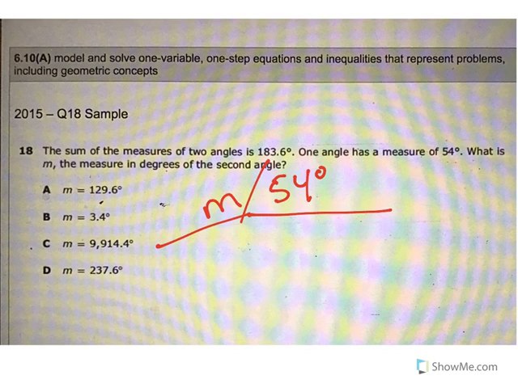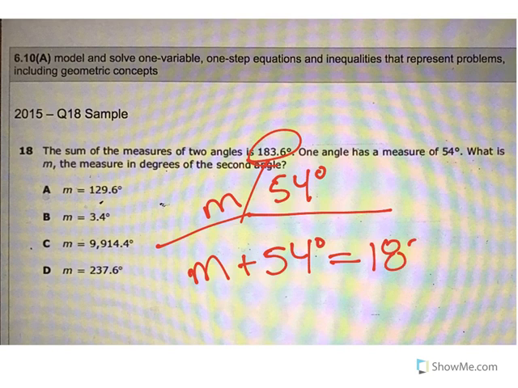And then I have an unknown angle. But I know both of those combined are 183.6 degrees. So how would we solve this? Again, in equations and in middle school, we need to learn to think algebraically. I have one angle, I have another angle, and I know both angles equal this. So I am just looking for the unknown value right now.